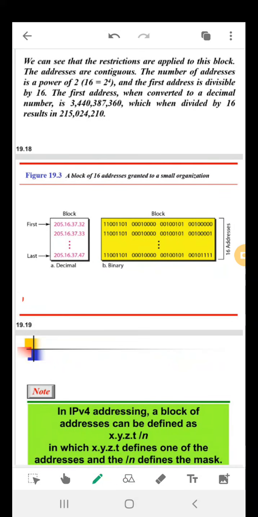Now to represent a block of classless IP addresses, we need not write the entire block. Let us say here we have 16 IP addresses. We need not write all the 16 IP addresses. We need to write only one of the IP addresses, out of the 16, followed by its mask address /n. That is sufficient to give us the information about the network address, the host address, how many hosts there are in this particular block, and everything.